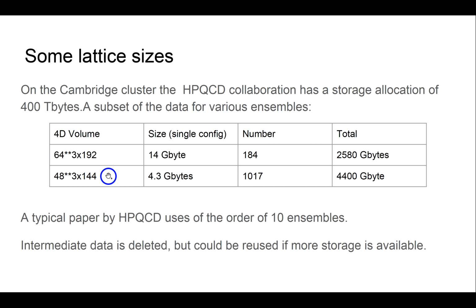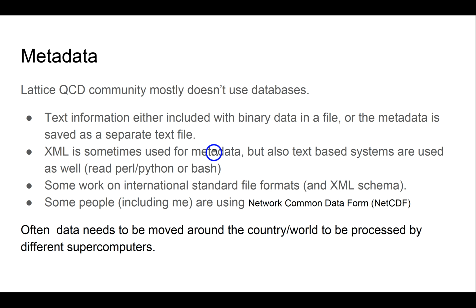For smaller lattices, which is part of the analysis, this is also a coarser lattice spacing. The files are 4.3 gigabytes. Each is an individual snapshot of the vacuum, and there are 1,000 of them, which is around 4,400 gigabytes. A typical paper by the HPC collaboration uses on the order of 10 ensembles. There are also intermediate data sets that are calculated and sometimes deleted, but could be reused if you had more storage available. This is part of a bigger data set. The actual configurations are generated in the US by something called the MILC collaboration, who keep a library of much more extensive ensembles of lattices.